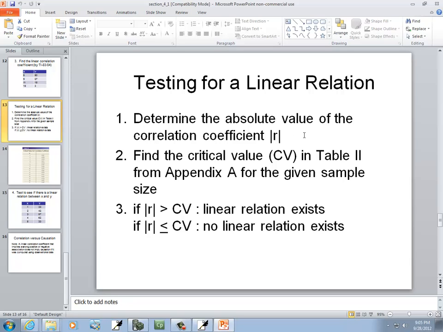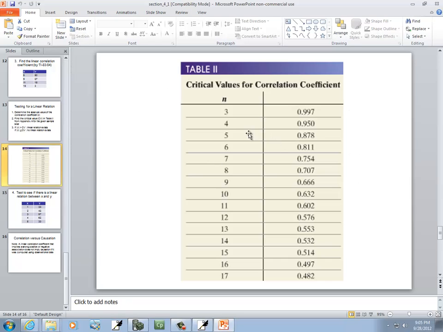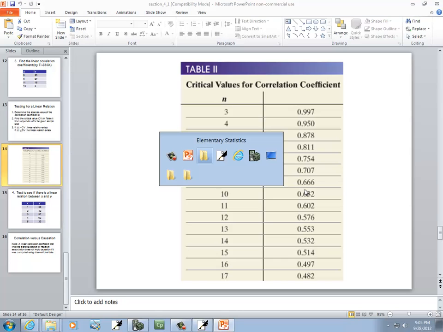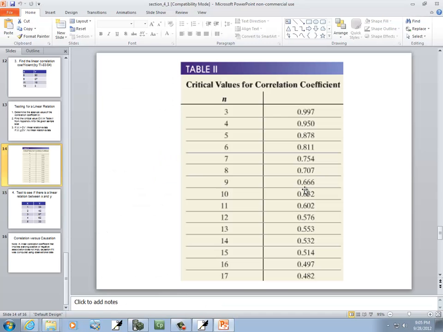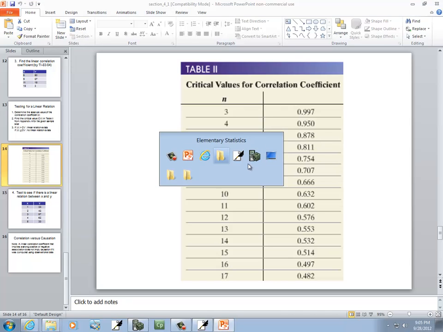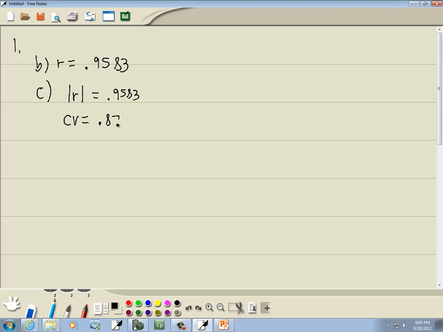These are our steps for testing for a linear relation. You determine the absolute value of the correlation coefficient. Find a critical value in table 2 from appendix A. Now that may change for different editions. It may become table 3 or whatever, but you're looking for the one for critical values for correlation coefficient. Well, n is how many pairs do we have, and for this particular problem we have 5 pairs of numbers, so n is 5. So come up here, look up n is equal to 5, and we got 0.878. Now if the absolute value of r is greater than your critical value, then that says there's a linear relation.